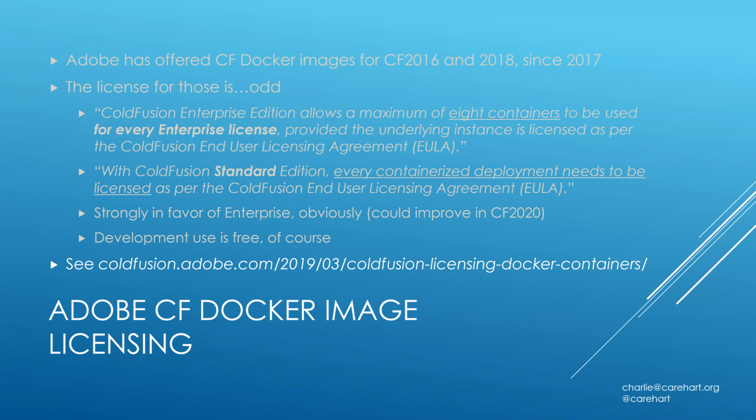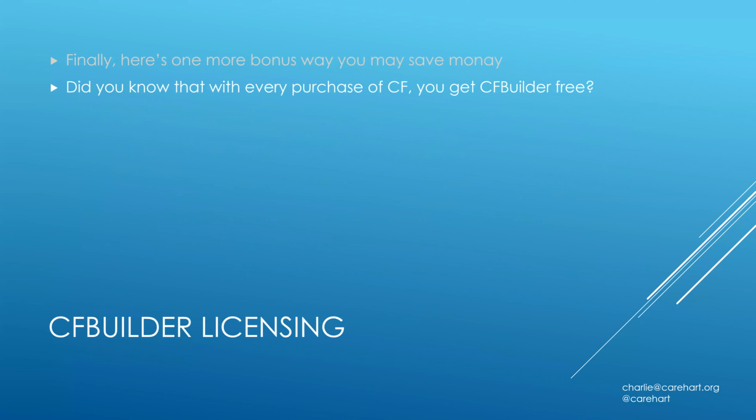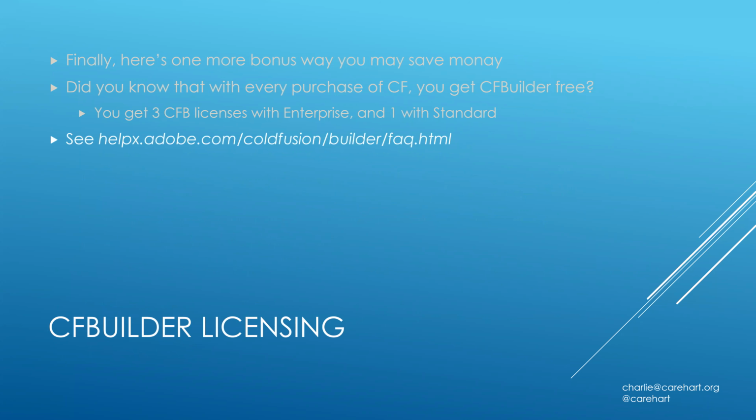And then finally, builder licensing. One more bonus way that you might save money. Did you know that with every purchase of CF, you get CFBuilder for free? You get 3 CFBuilder licenses with Enterprise, and you get 1 with Standard. And you can read that in their FAQ about that.